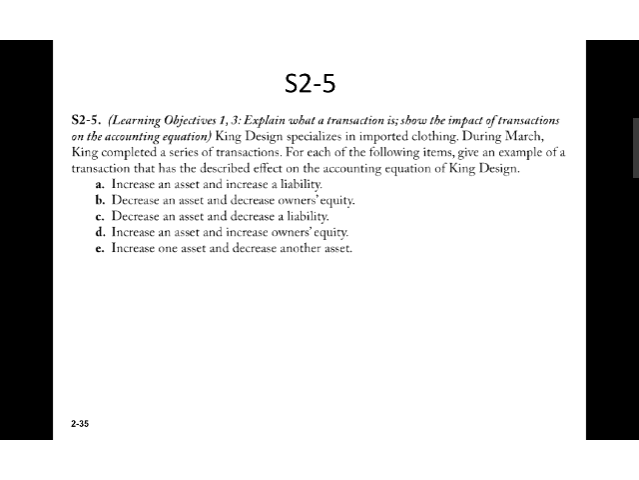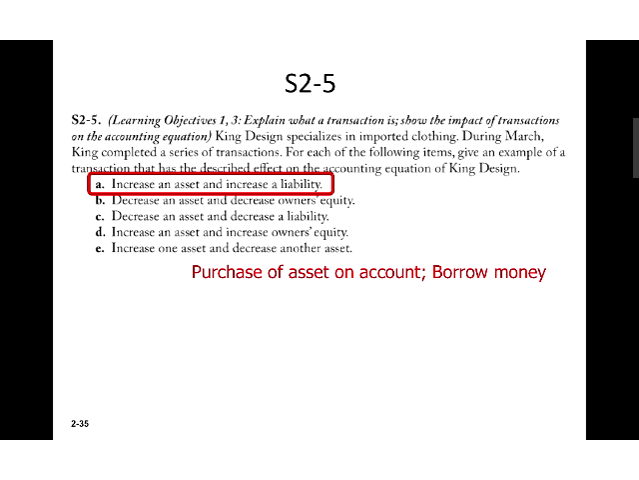The first one, we're looking for the impact on the accounting equation: increase an asset and increase a liability. When I'm going through a list of transactions, I'm looking for something that increased an asset, and something that increased a liability. You have to go through the list that MyAccountingLab gives you of these possible transactions and say which one has an asset and a liability, just like that question we just answered.